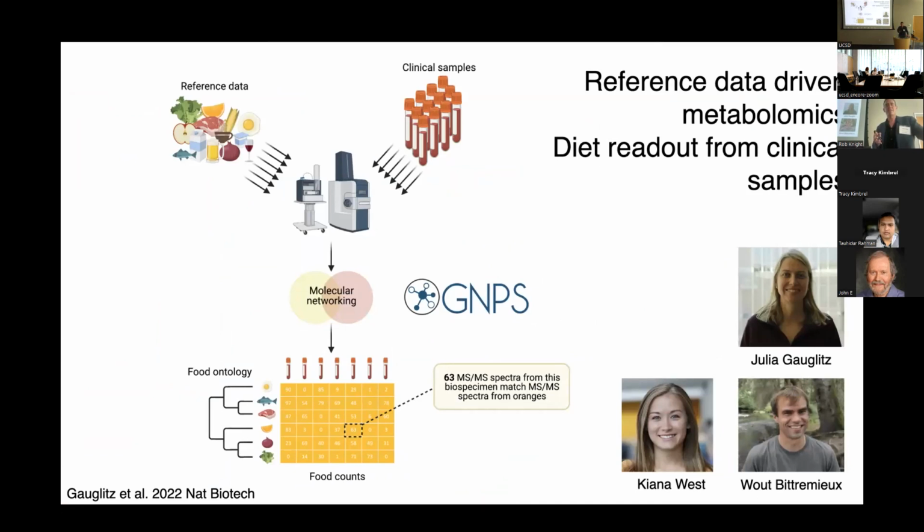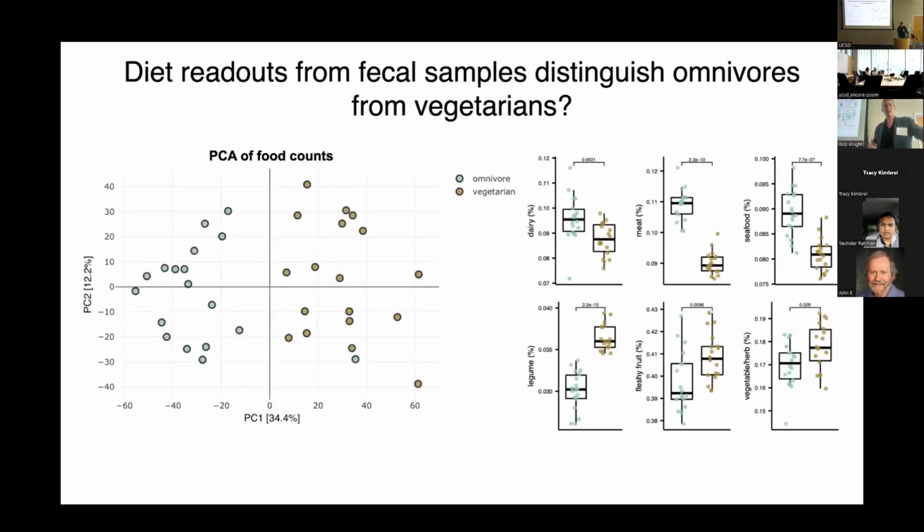And so this is the collaboration with Peter Dorrestein's lab here at UCSD, where we're doing a lot of multi-omic stuff together. And essentially, what we did in this paper was figured out how to take reference data from running thousands of foods through the mass spec and then match the molecules up to clinical samples by a technique called molecular networking that's implemented in GNPS. So the ground truthing was initially just to figure out, are fecal samples different in their chemistry if they come from omnivores, shown in blue here, versus vegetarians, shown in brown, which they are.